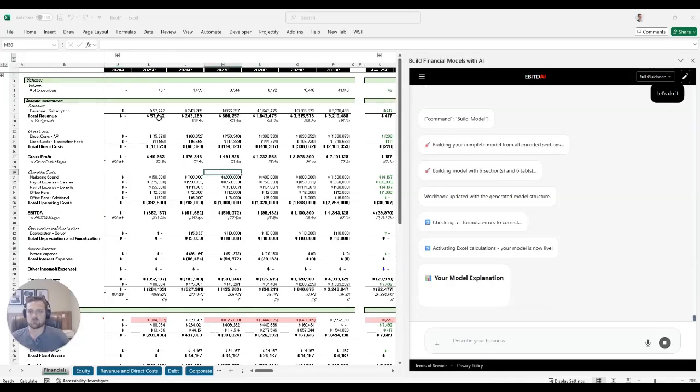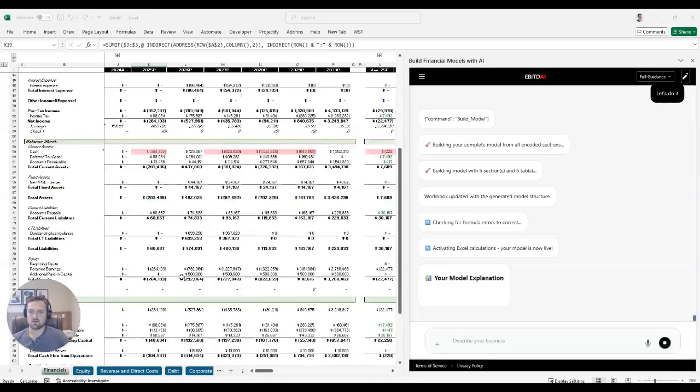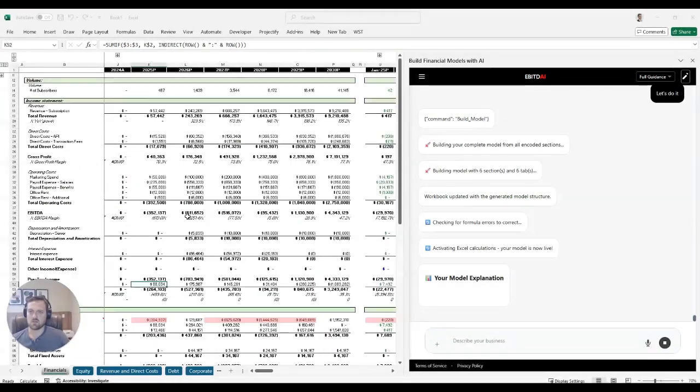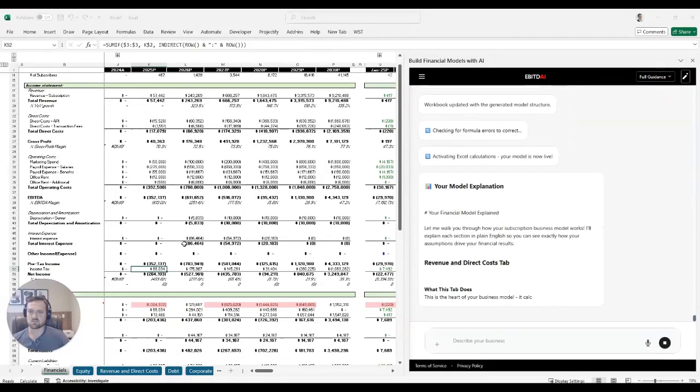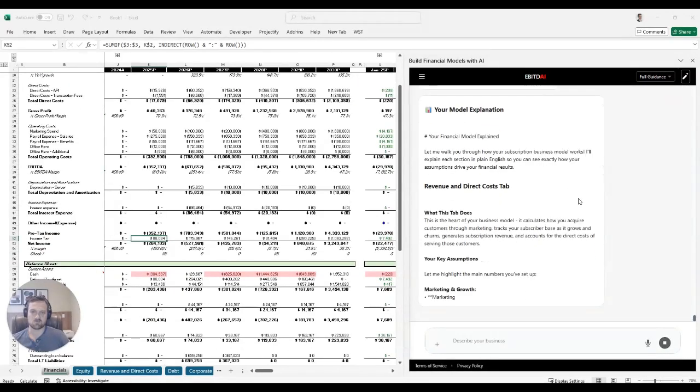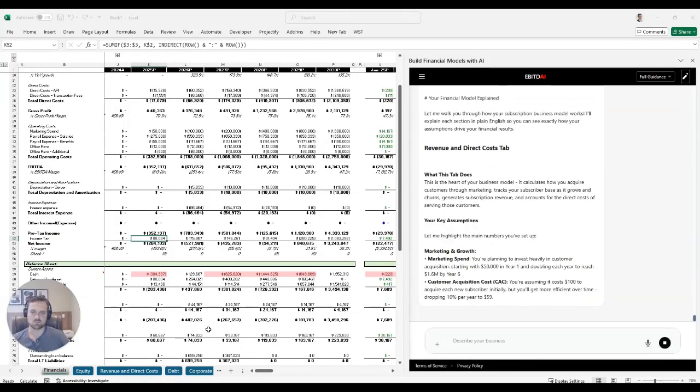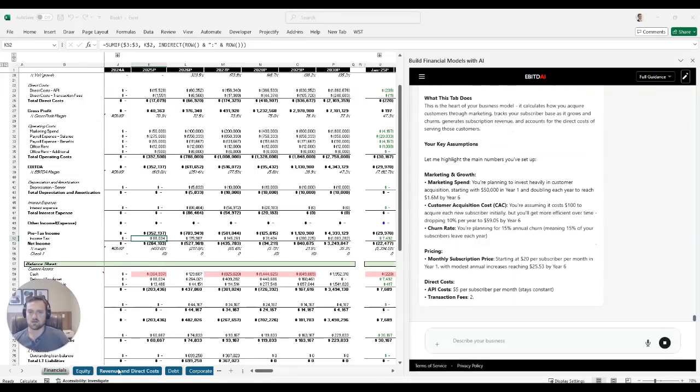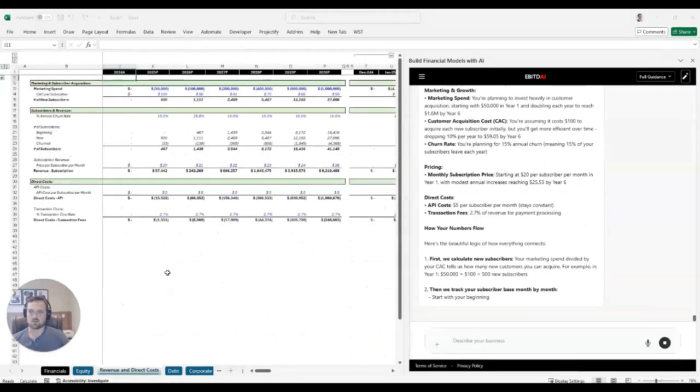So let's just take a look through the model to make sure it got everything right. And this is everything we talked about. Balance sheet is balancing. Cash is negative, so that's not good. We'll look into that later. It looks like potentially we need some tweaks, but fortunately it's going to explain everything right now. So it's going to give us this really detailed explanation here of the financial model. And while that reads, let's take a look at the different tabs.